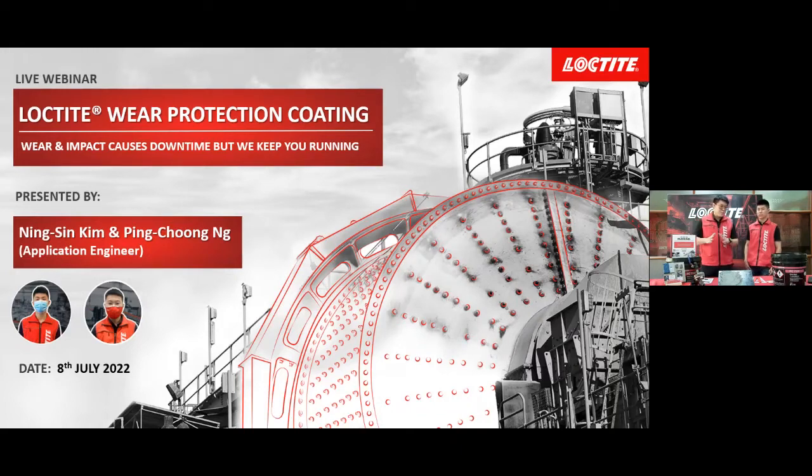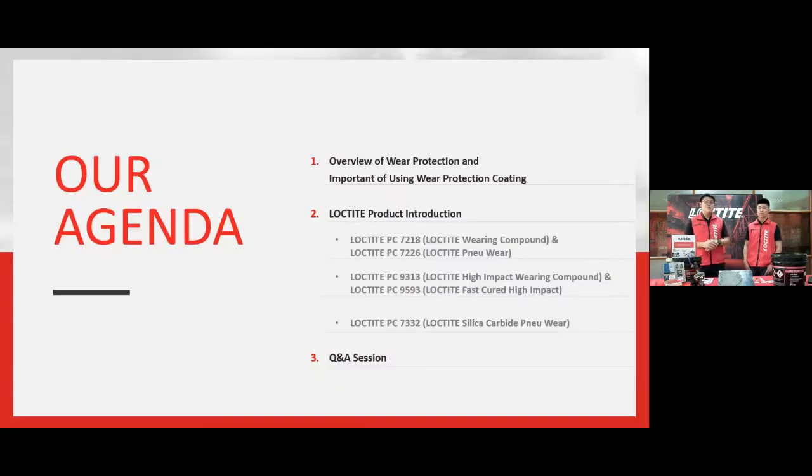All right, so let's move on to our agenda today. You can see from the slide, we're going to cover three main areas. First will be the overview of wear protections, and the importance of using this wear protection coating. Second will be our Loctite product introductions. In this section, we will be talking about the problem that we face, the introduction of the product, and some video sharing, and lastly some success stories created using our Loctite product. And third will be our Q&A sessions.